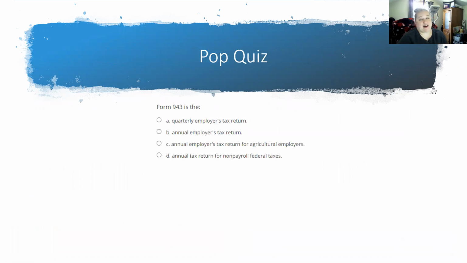Pop quiz, you have to remember back to yesterday. This is not fair to Felicia because she wasn't with us yesterday. Form 943 is which one? Quarterly employer's tax return, annual employer's tax return, annual employer's tax return for agricultural employers, or annual tax return for non-payroll federal taxes.